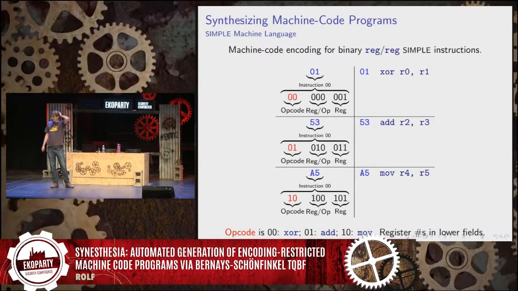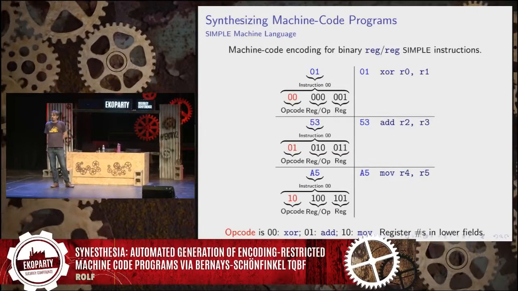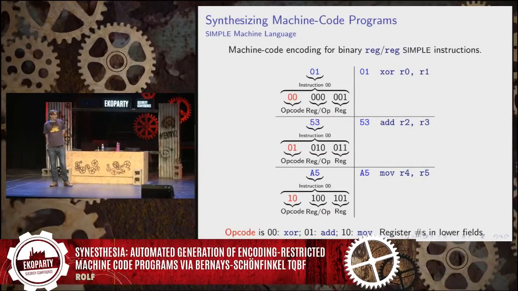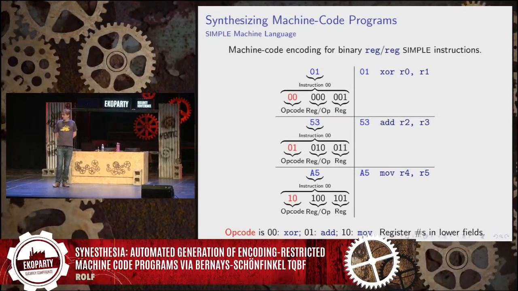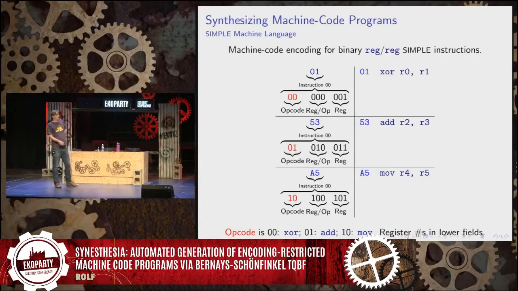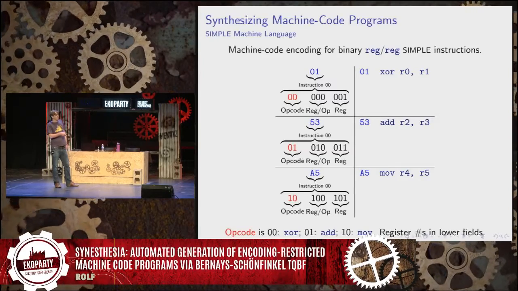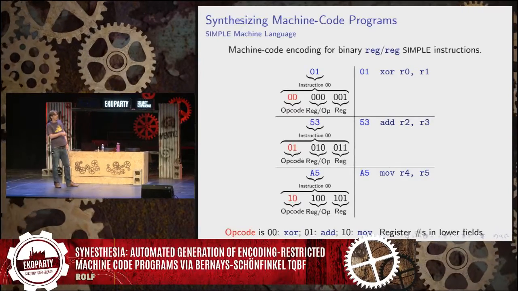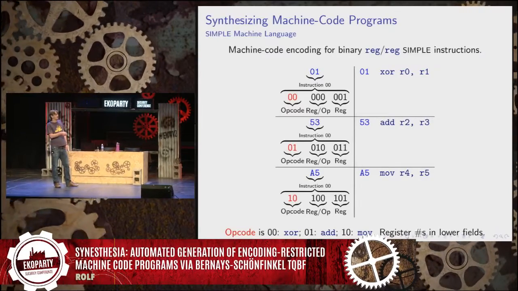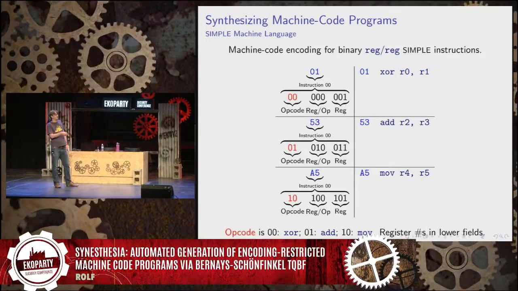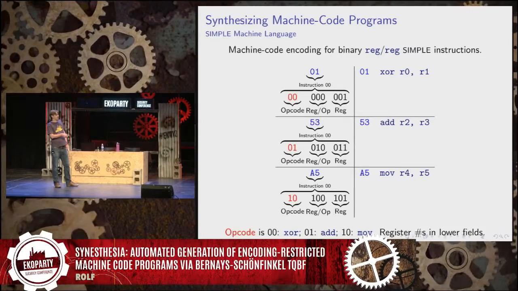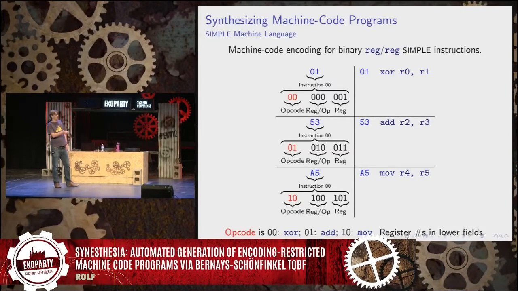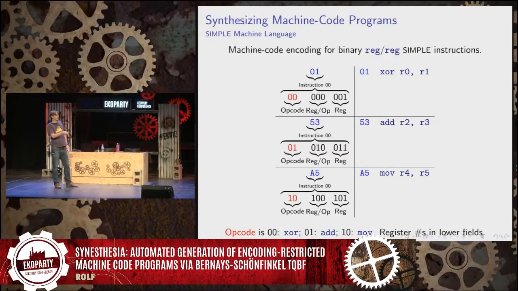So I'm just going to define a very simple machine code encoding for the simple assembly language. This is the first thing that came to mind. No tricks up my sleeve on this one. So for the ones that take 2 registers, I just use the topmost 2 bits to determine what the opcode is. So 0, 0 is XOR, 0, 1 is add, 1, 0 is move, and then the other 2 fields are used for the registers.